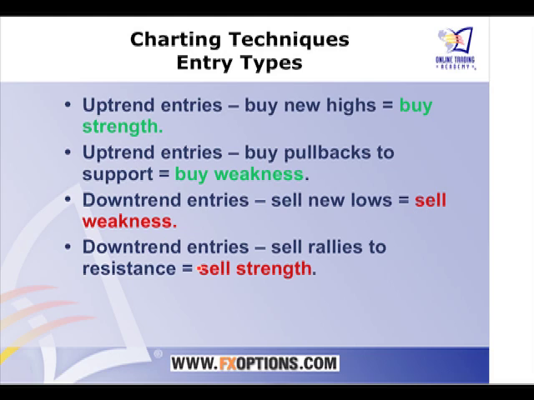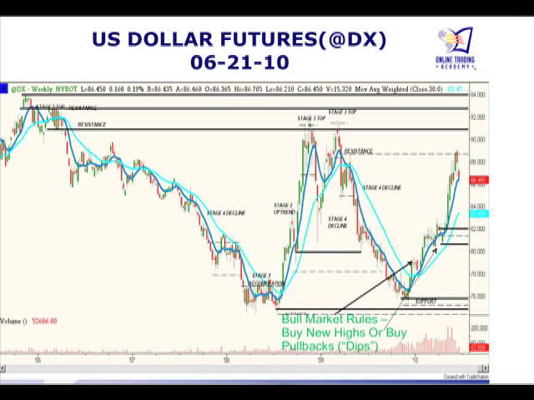If there's a downtrend, you're going to be selling when price makes new lows, when it breaks through some kind of support, which is called selling weakness. Or you can go ahead and sell when markets rally into some kind of resistance, which is selling strength.